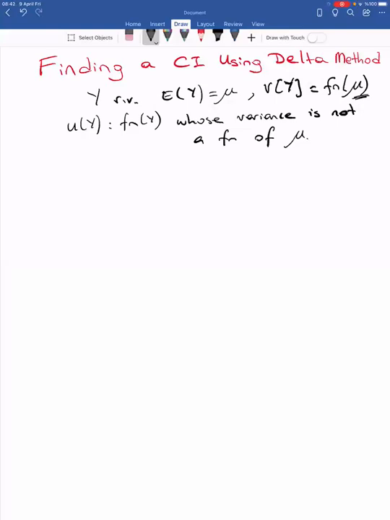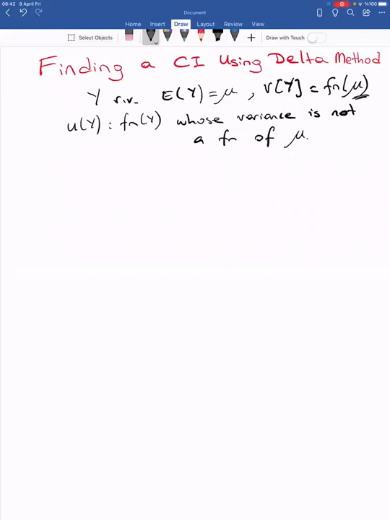The delta method solution requires this one. We need to transform our random variable so that its variance is independent of mu. Using this transformation, we try to find an interval for a function of a random variable, and from that we are going to create an interval for our actual parameter that we want to estimate. So we are using the delta method to be able to solve this problem. We are interested in u(y).